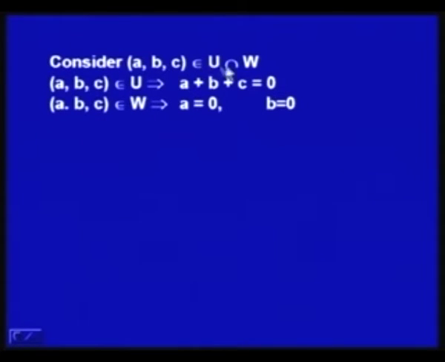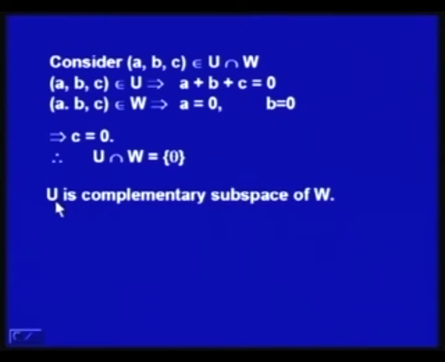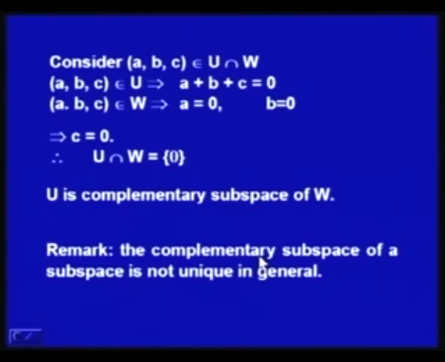Now, we consider (A, B, C) belonging to U intersection W. If (A, B, C) belongs to U, then A plus B plus C equal to 0, and if (A, B, C) belongs to W, then A has to be 0, B has to be 0, and also C has to be 0. That means U intersection W is simply the null vector. This simply means that U is a complementary subspace of W. Generally, the complementary subspace of a subspace is not unique. This is the observation we make in the context of a number of cases.